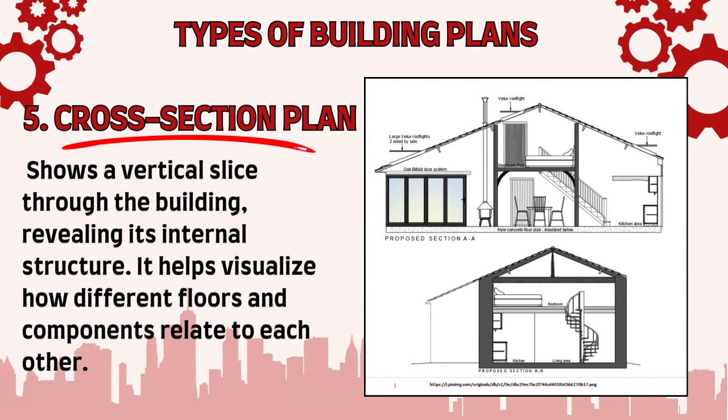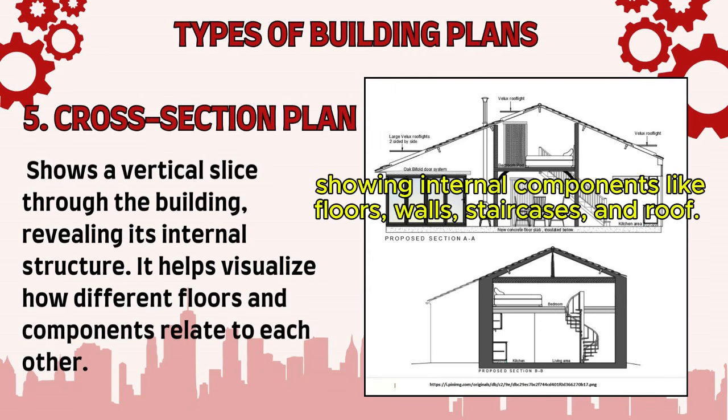Cross-section plan shows a vertical slice through the building, revealing its internal structure. It helps visualize how different floors and components relate to each other. Cross-section plan is a vertical cut through the building, showing internal components like floors, walls, staircases, and roof.